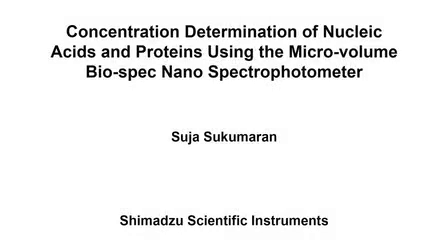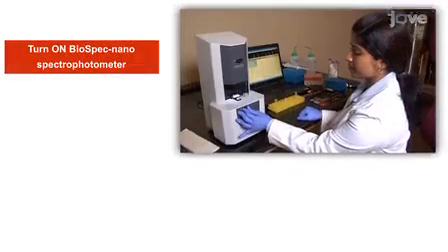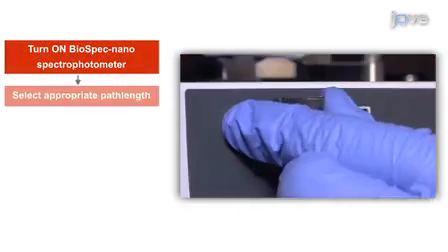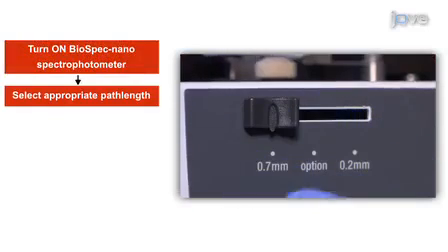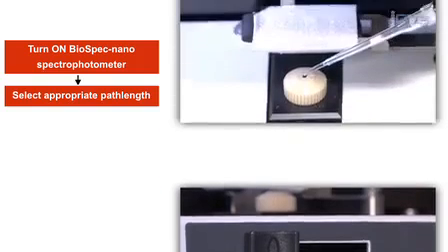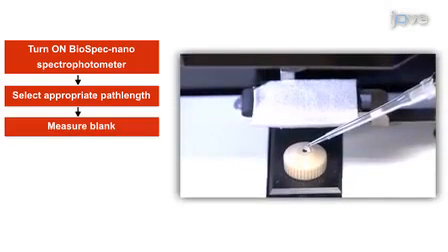The overall goal of this procedure is to determine the concentrations of nucleic acids and proteins accurately and reproducibly using a microvolume spectrophotometer. This is accomplished by first selecting the appropriate path length for the sample to be measured. The second step of the procedure is to measure a blank.